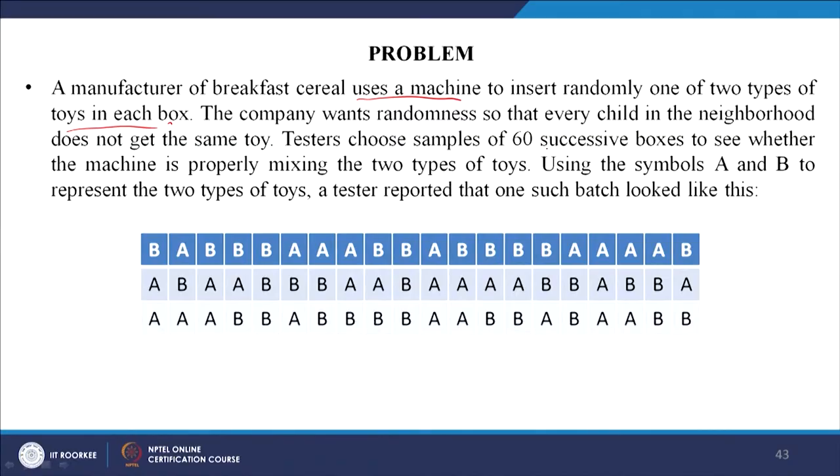Now, testers choose samples of 60 successive boxes. So, 60 serial boxes were taken to see whether the machine is properly mixing the two types of toys. Using the symbols A and B to represent the two types of toys, a tester reported that one such batch looked like this. So, if you see, the first serial box has a B type of toy, the second one A, then B, B, B, A, B, B, A, B, B. It goes on till you reach the 60th. This is the first, this is the 60th. So, now the company wants to know whether the occurrence of these toys is in a random order or not.